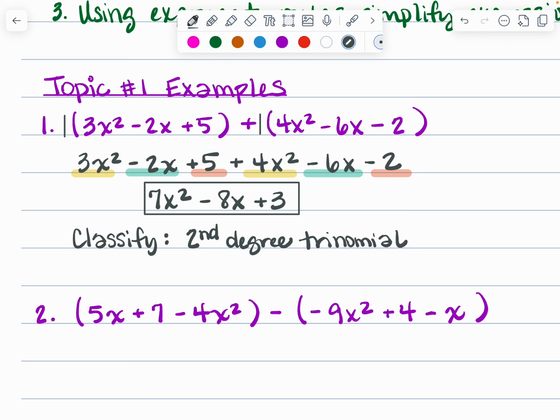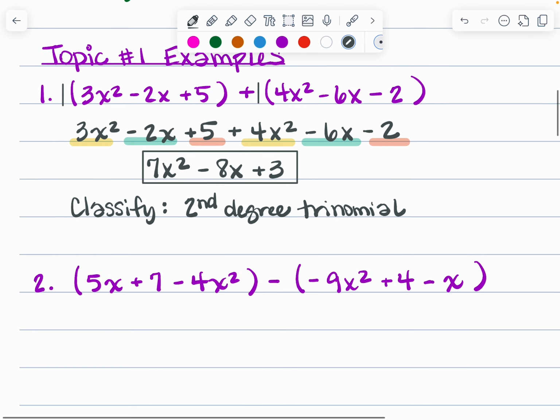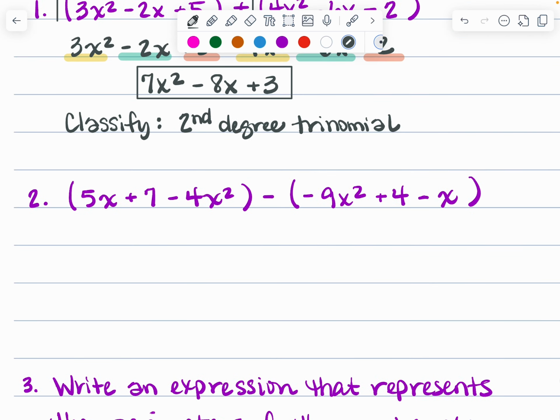Right, so if you're asked to do that on the quiz tomorrow, right, make sure you remember that the degree is just the highest exponent in the whole expression. And then if it has 1 term, it's a monomial. If it has 2 terms, it's a binomial. If it has 3 terms, it's a trinomial. And if it has 4 or more terms, we just refer to it as a polynomial. Okay. All right, let's move on to this guy.